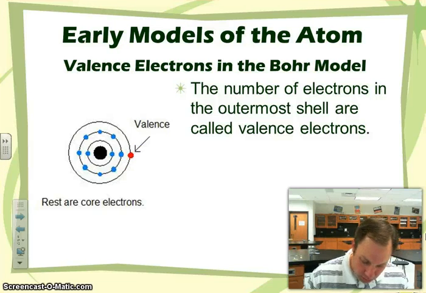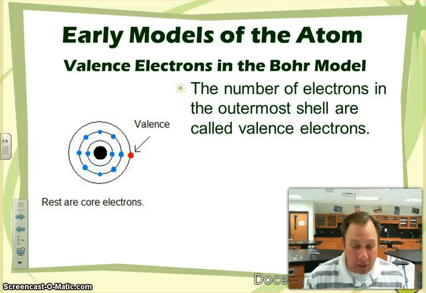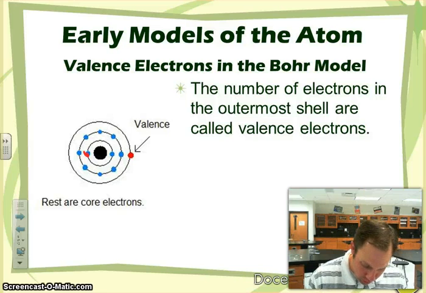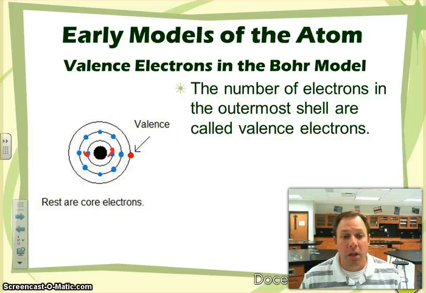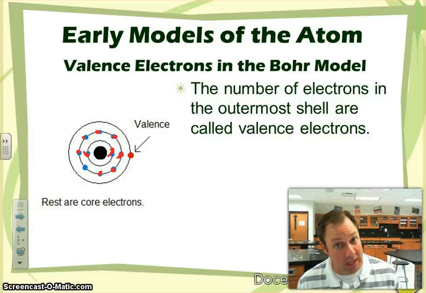So if we look at our little example here, we can see that we have in our first shell 2 electrons, 1 and 2. And then we have 8 electrons in our second shell: 1, 2, 3, 4, 5, 6, 7, 8. So far we have 10 electrons.